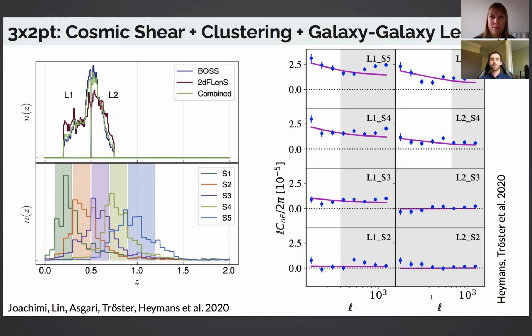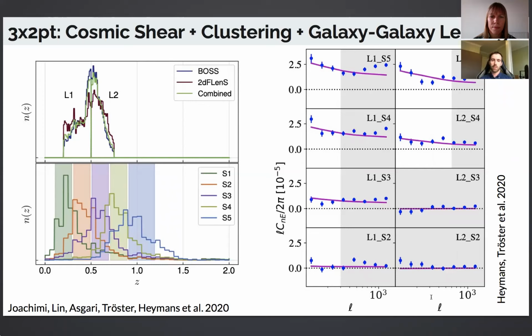Here we use the same galaxies that we use for the clustering for the lenses. The redshift distribution of those is shown on the top left here. On top of that, we add the lenses from 2dF lens for the southern patch of our KiDS survey. For the sources, the galaxies behind our lens, which are foreground galaxies, we use the same galaxies that we use for the cosmic shear. The redshift distributions are shown here at the bottom, and our data vectors are shown on the right.